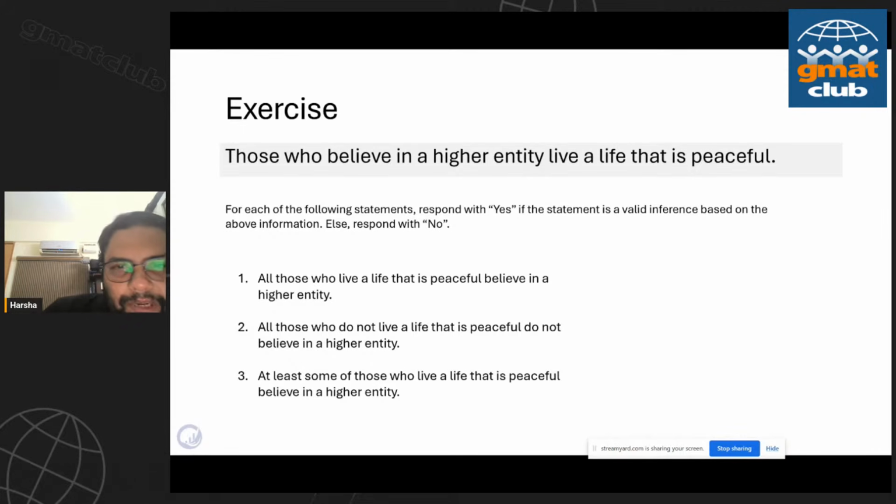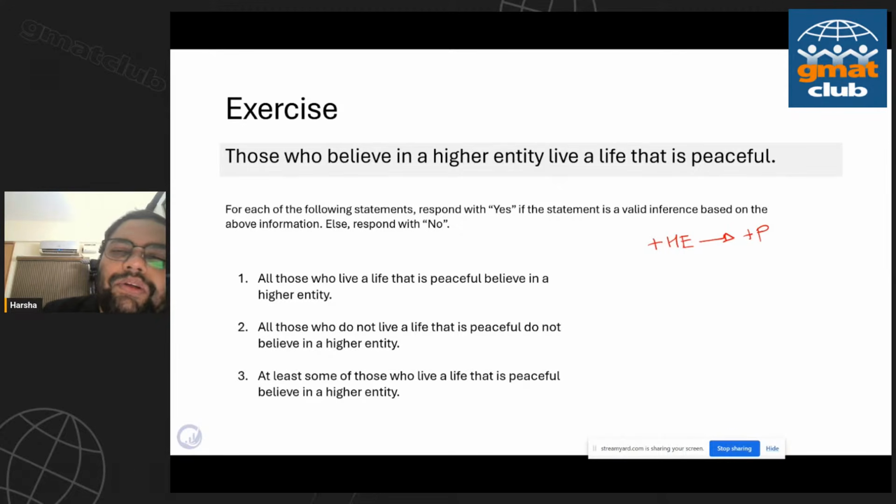So those who believe in a higher entity live a life that is peaceful. I'm not trying to push any agenda here as far as you being a believer or a non-believer is concerned. It's just a question. Don't judge me there. So those who believe in a higher entity live a life that is peaceful. All right, let's look at that. Here's one way to think about it. All those who believe in a higher entity have a life that is peaceful. That's what is given to us.